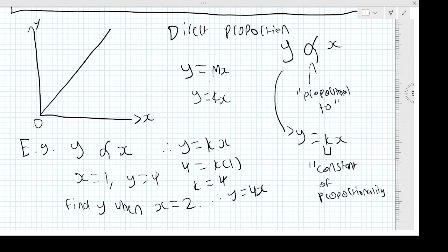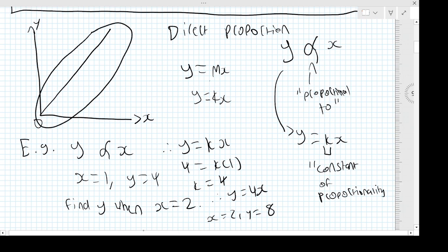Okay. That means then I've got a clear expression for y in terms of x. But then when x is 2, y is equal to 8. Okay, 4 times 2 is 8. And there we are. So that's a very, very brief example, direct proportion. It can come up, and it is to do with straight lines, obviously. It's a type of straight line.